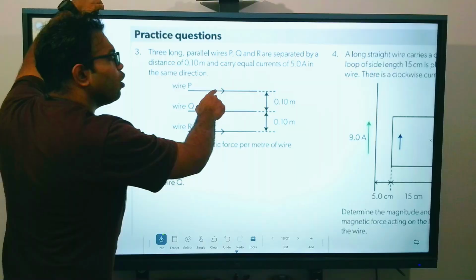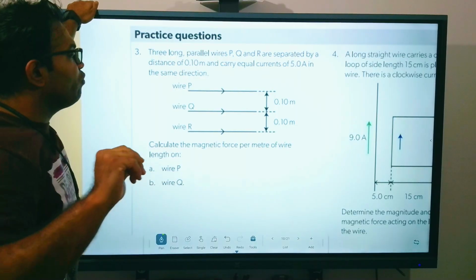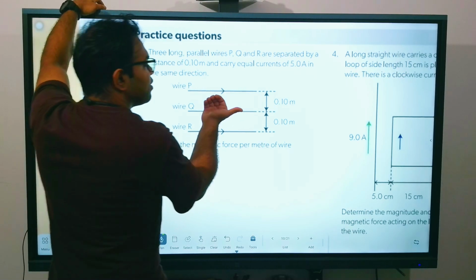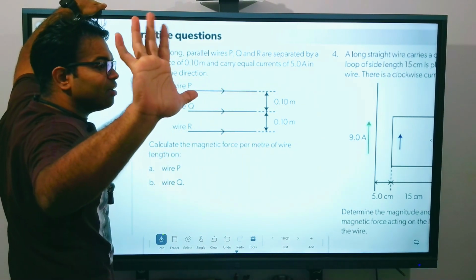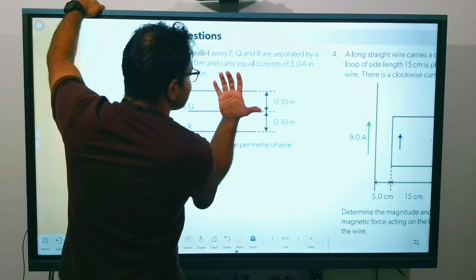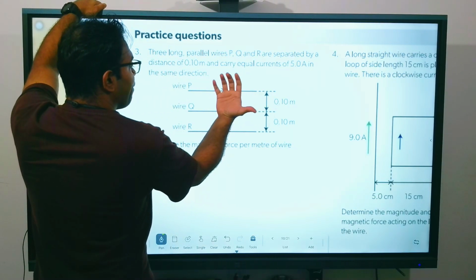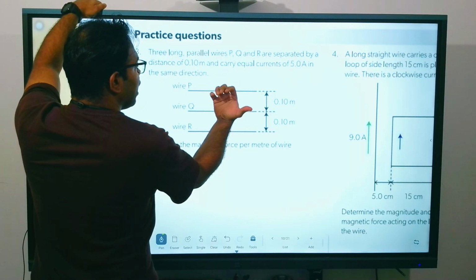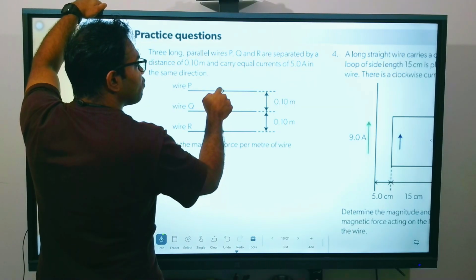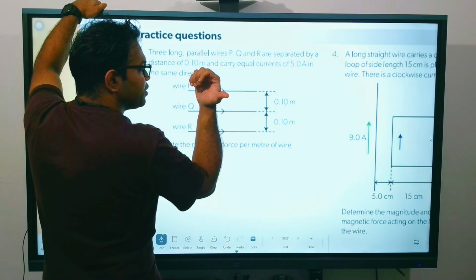On P, there will be two fields. One due to this wire Q. Look at this. The field is, we are using the right hand. And this is my right hand. I'm placing my thumb like this and trying to curl my fingers. Can you see it? I'm placing my thumb on this wire Q and curling this finger. So the magnetic field lines produced on this wire are perpendicular to it.